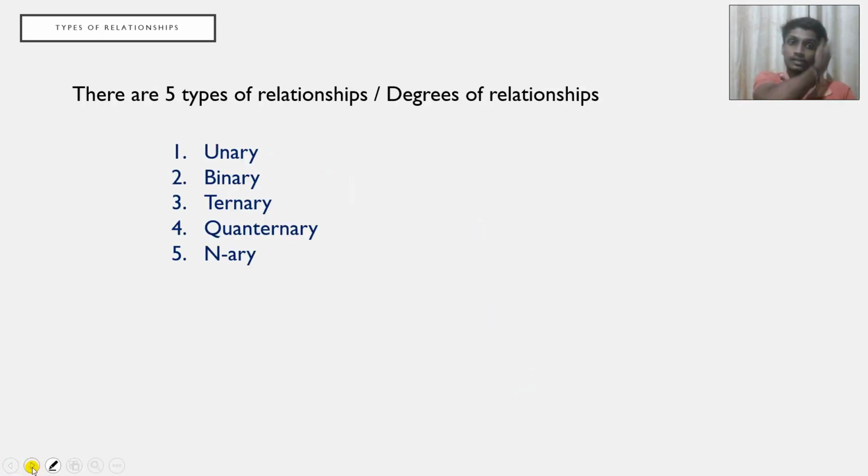Okay, so this is very essential. There are 5 types of relationships. They are normally known as degrees of relationships. The 5 types are: first, unary; then binary; third, ternary; then quaternary; then n-ary.